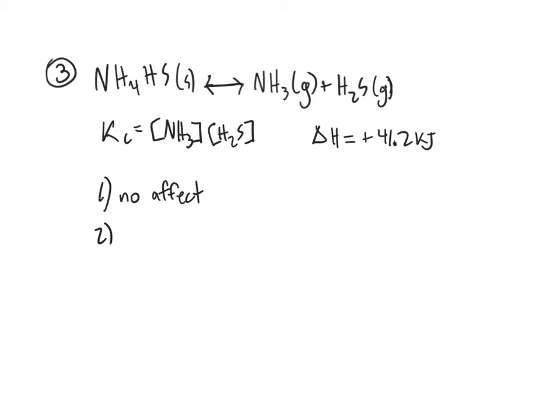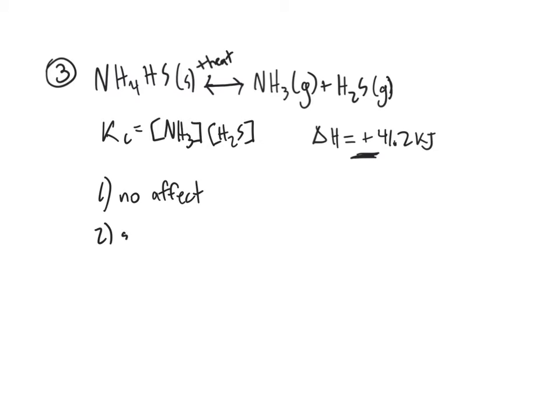The effect of lowering the temperature: because this is an endothermic reaction, because the delta H is positive, which means heat is absorbed, that means we can put the heat on the product side. Since we are taking away heat, meaning we're removing a product, it will shift left.